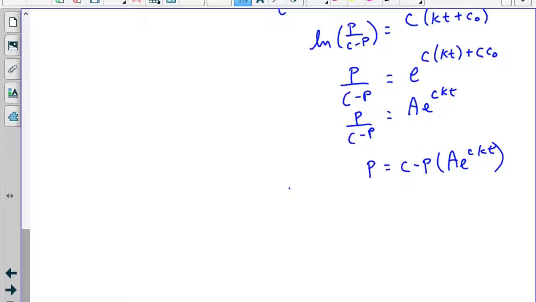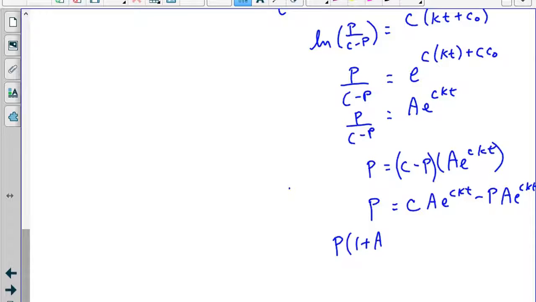Remember that c is the carrying capacity. Now what I'm going to do is distribute. So I will distribute this. I will end up with c times A e to the CKT minus p times A e to the CKT. Then I will add this p back over and factor it out. So now I have p times 1 plus A e to the CKT equals c A e to the CKT.